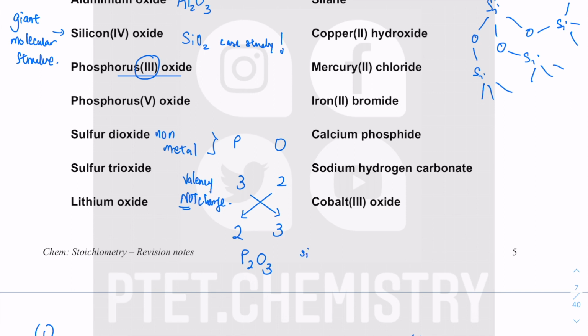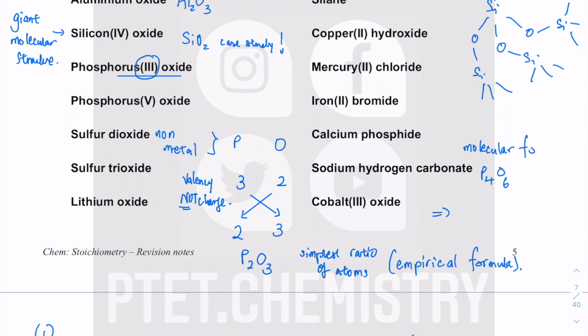However, this is the simplest ratio of the atoms. This is actually called empirical formula. In fact, that is not how it actually looks like. It's actually P4O6, which is the molecular formula. We will touch more specifically on empirical and molecular formula when we come to that lecture tutorial.